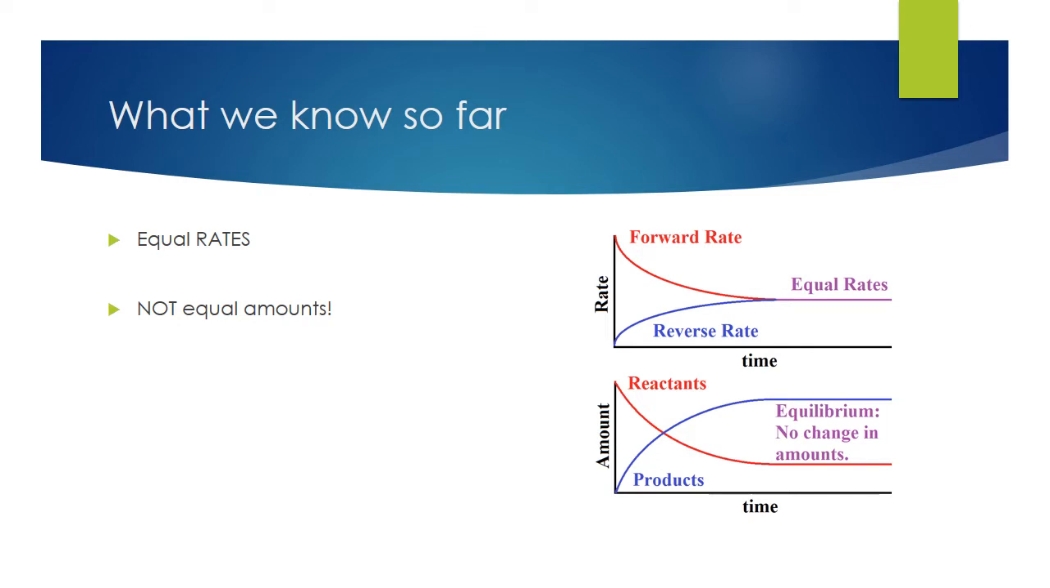It's about equal rates of the forward and reverse reaction. So you're making products at the same rate as you're using products to reform reactants, and it's going to look like nothing is happening at the macroscopic level. That's the part where there's no change in the amounts.